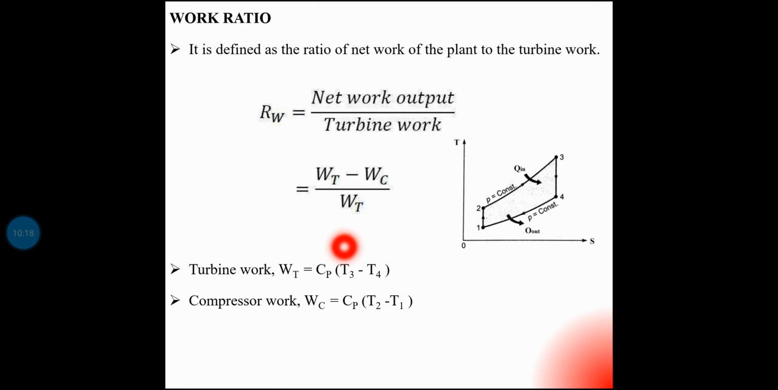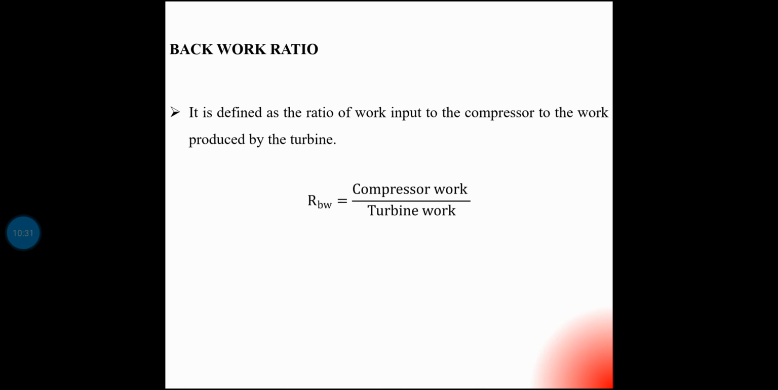Now, the turbine work can be found out by the expression Cp into T3 minus T4, and compressor work can be found out as Wc is equal to Cp into T2 minus T1. The second term is back work ratio. It is defined as the ratio of work input to the compressor to the work produced by the turbine. That is RBW is equal to compressor work divided by turbine work.